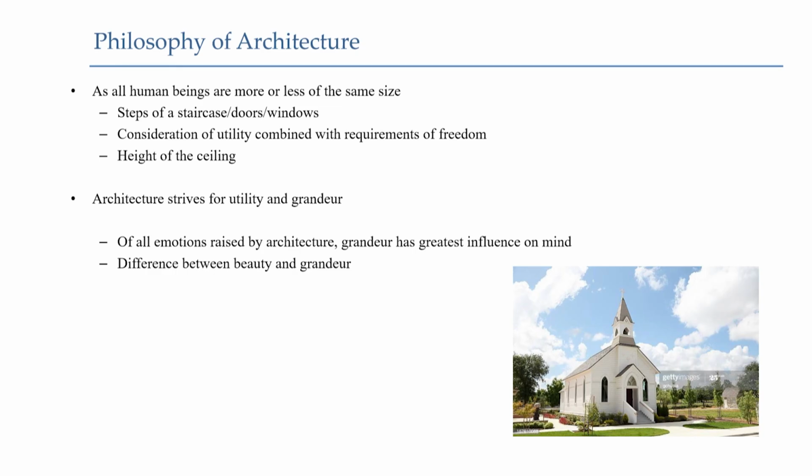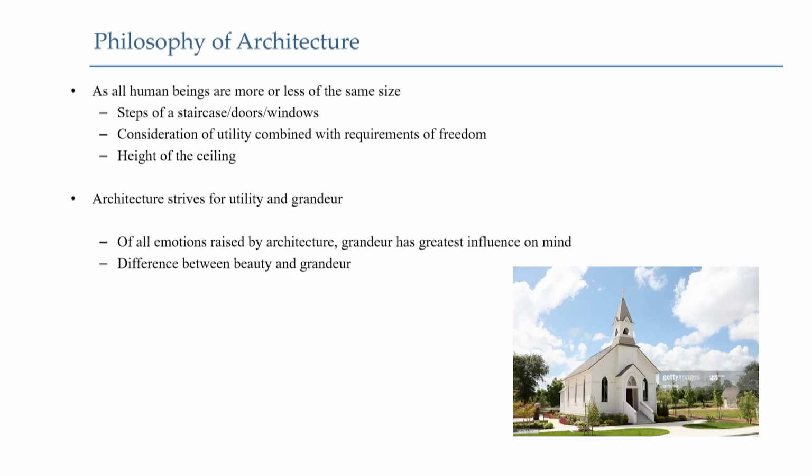Now, generally man is about 6 feet in height. If a man was say 10 feet, so if the range of man is from 5 feet to 10 feet, then it becomes difficult to standardize, because you can have steps which are 6 inches, you can also have steps which are 20 inches high. But because all human beings are more or less the same size, the steps of a staircase can also be more or less similar. The same goes for doors and windows.